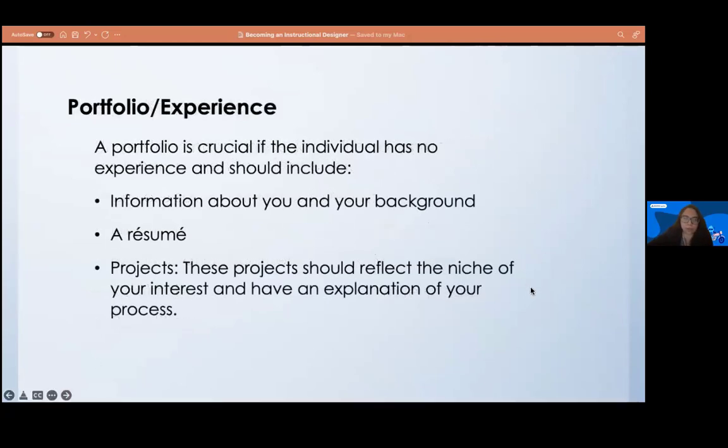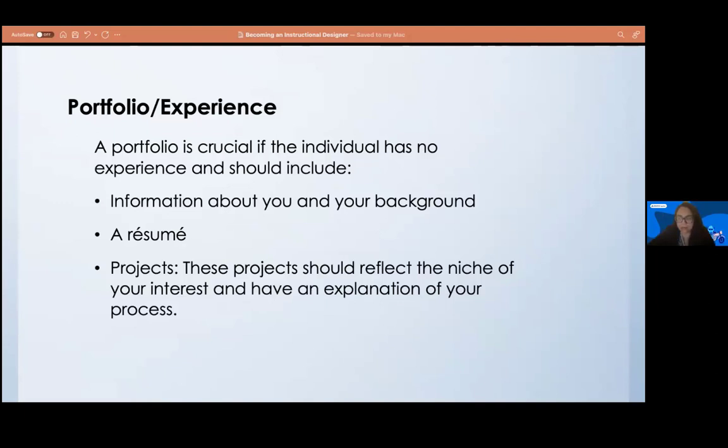Now let's talk about portfolio and experience. If you cannot have experience, in lieu of experience you will have to develop a portfolio, and especially beginners or transitioning individuals should create a portfolio to showcase their abilities and understanding of the field.